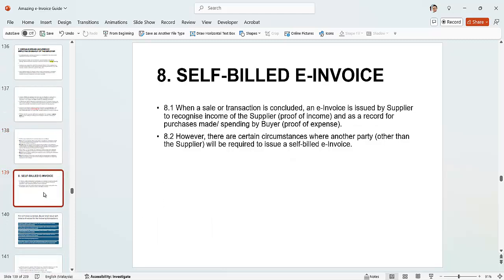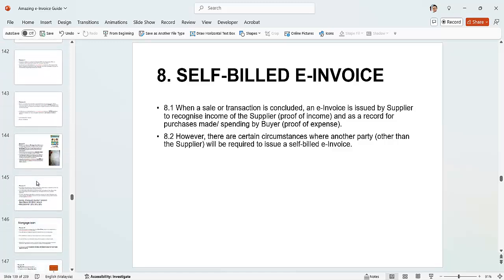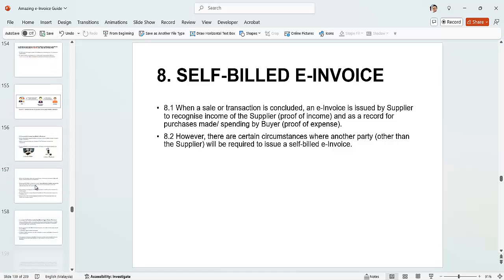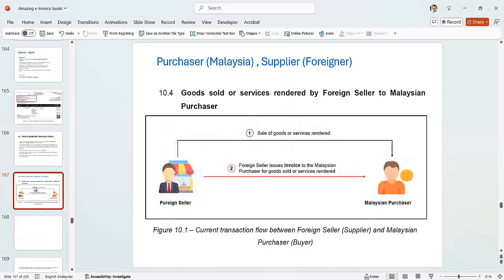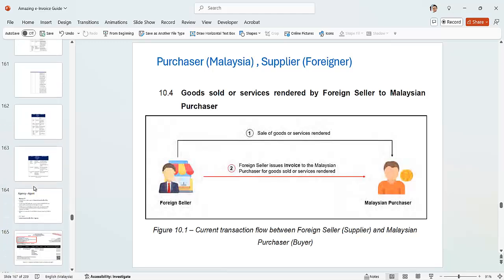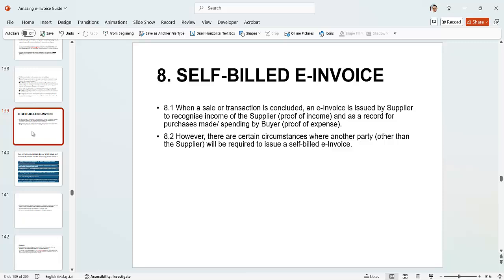Next, self-billed e-invoice. What is a self-billed e-invoice? I will talk about this in the next video. As you can see, there are a few more things to talk about, and I will also cover how about goods sold to foreign companies. Okay, see you in the next video for the last part. Thank you.